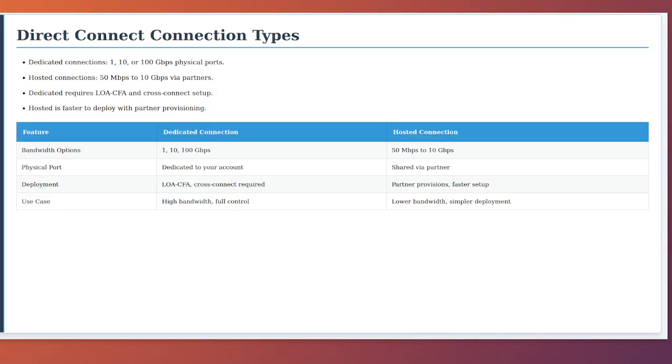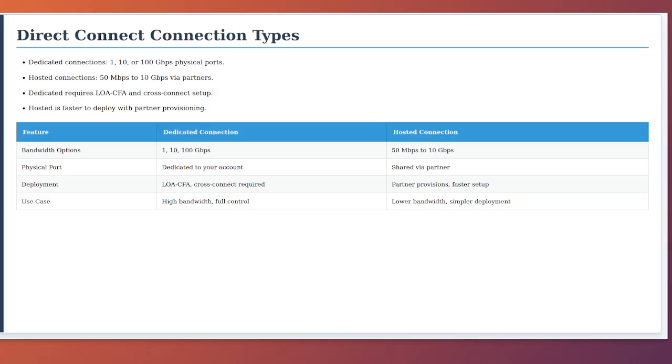The process of establishing a dedicated connection involves submitting a request through the AWS console, receiving a letter of authorization and connecting facility assignment, commonly called an LOA-CFA, and then working with the colocation facility to establish the cross-connect. The LOA-CFA is a document that authorizes the facility to connect your equipment to the AWS equipment. You present this document to the facility staff, and they will run the physical cable to complete the connection.